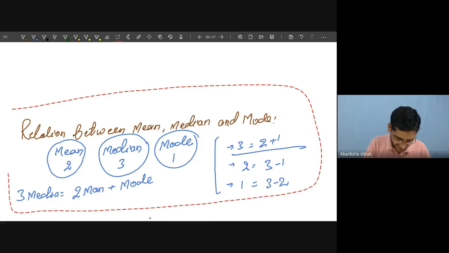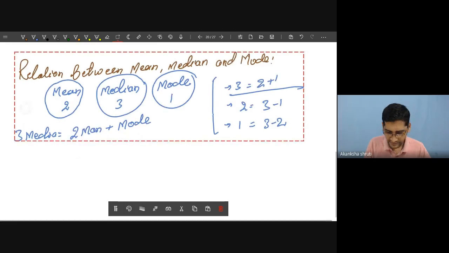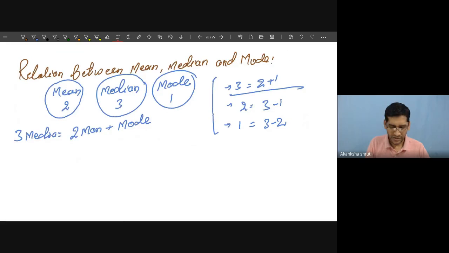We can even write the other relations, because the students are getting confused. That's why I advise remembering it like this: mean, median, mode, 2, 3, 1. Just get one of the numbers from the other two. Like number 3 can be obtained from 2 plus 1, meaning thrice of median shall be written as twice of mean plus mode.